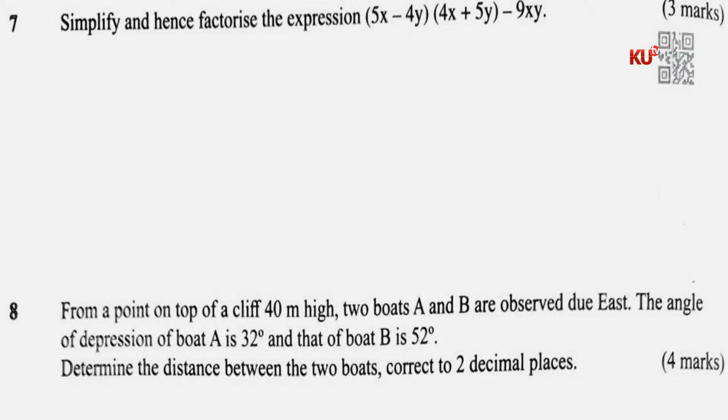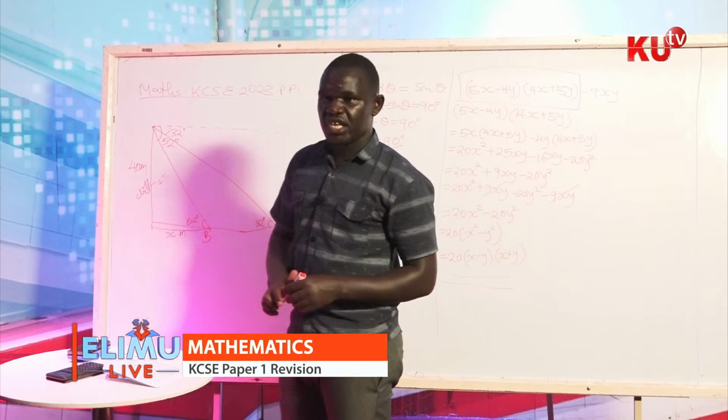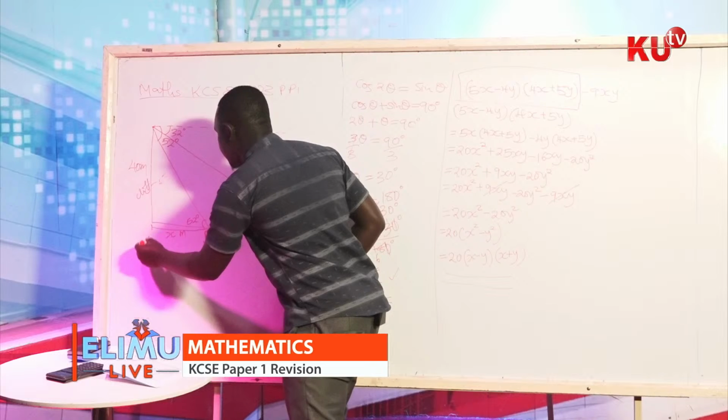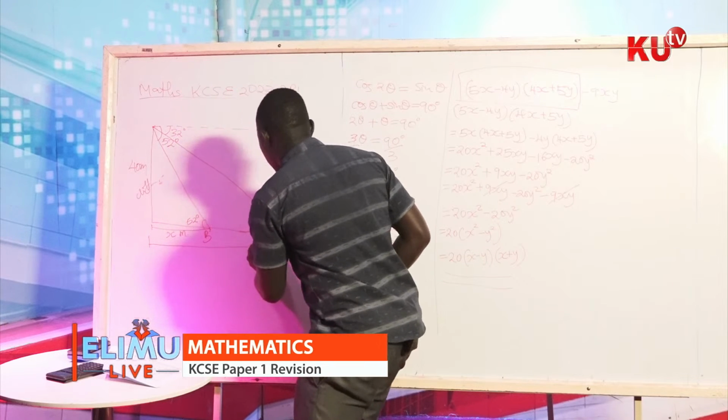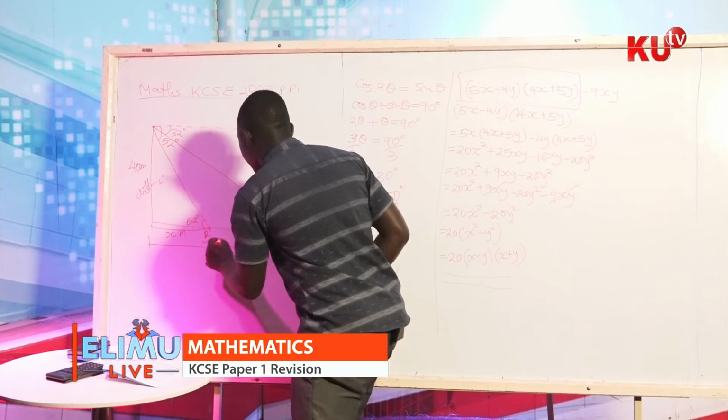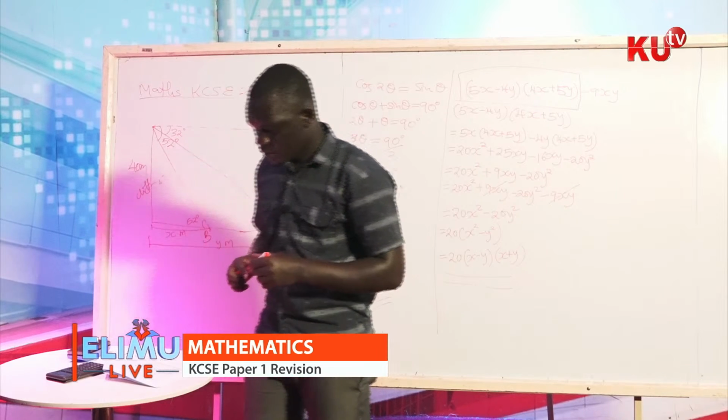Now, in order to determine the distance between the two boats, let the distance between the bottom of the cliff and boat B be x. The distance from here to here, let it be x meters. And the distance from the bottom of the cliff to where boat A is, let it be y. This one here can be y meters.